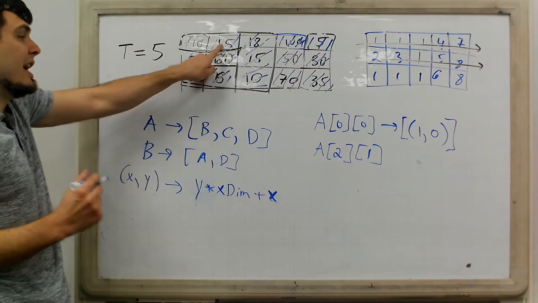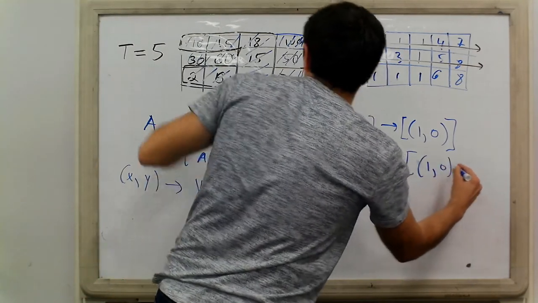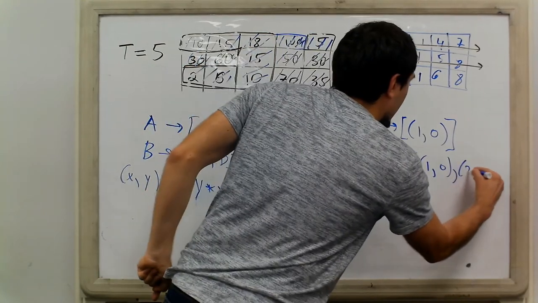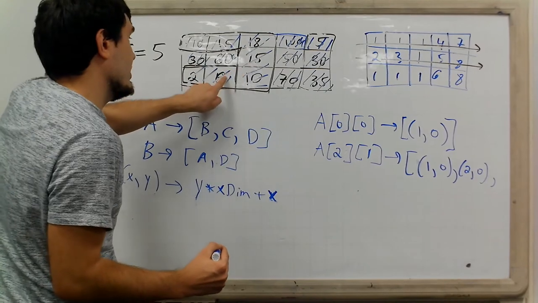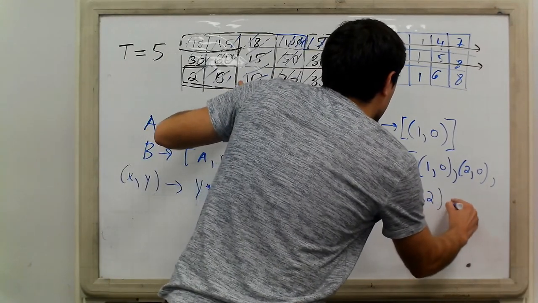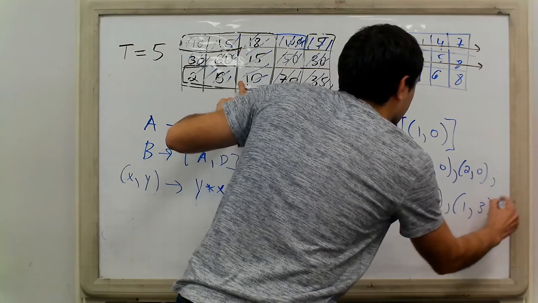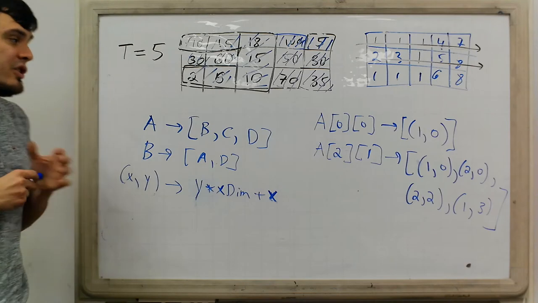So here the entry is, adjacency is 10, 20, and this one 2 and this one 2. So that's 2, 2 and 1, 3 or whatever. Okay, so this is just an example of how this adjacency map looks.